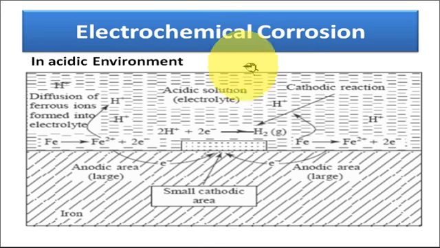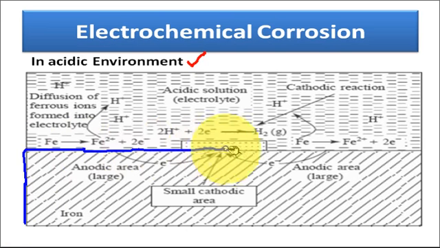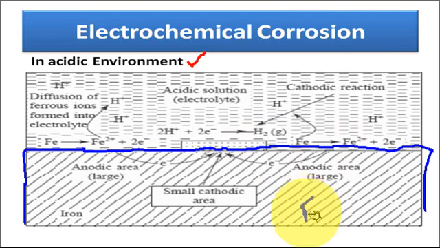Now, the first case is when the metal is present in an acidic environment. Suppose this is our metallic structure, right? This one, our metal. Suppose this is an iron metallic structure. If on this metallic structure some acid drop is present here, so which type of medium, which type of environment is here? Acidic environment, because an acid drop is present here.